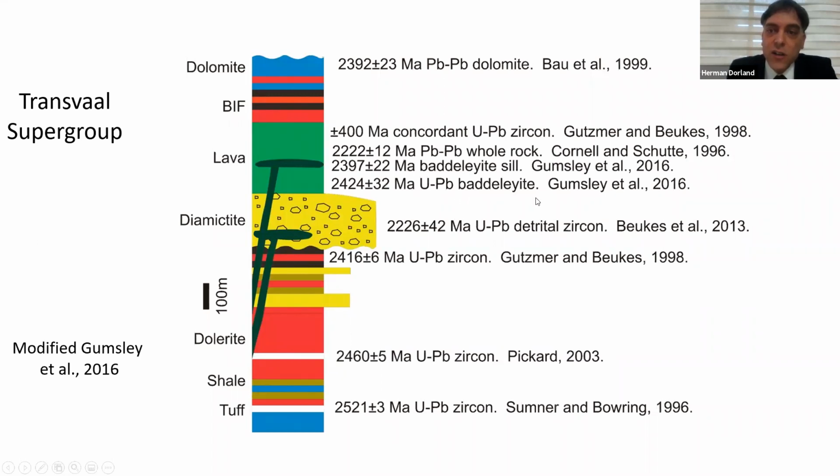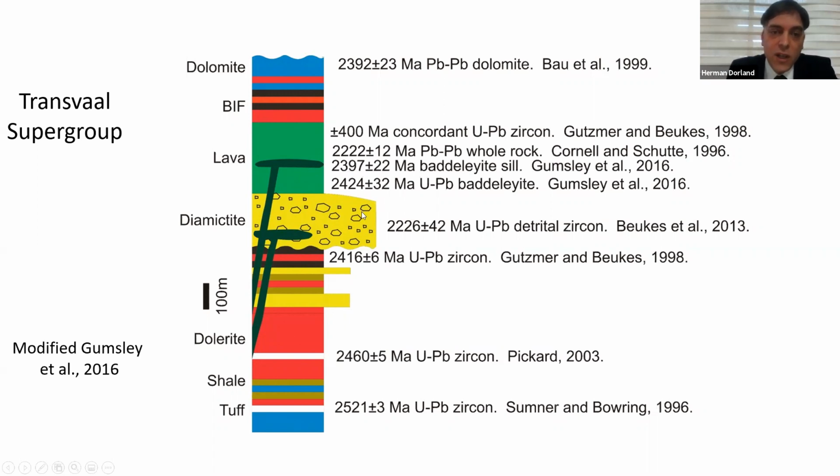And then in 2016, Gumsley et al. published a paper on the Ongeluk volcanics. It's got a uranium-lead baddeleyite age of 2426 million years, and also a sill intruding into the Ongeluk lava. It's got an age of 2397 million years.